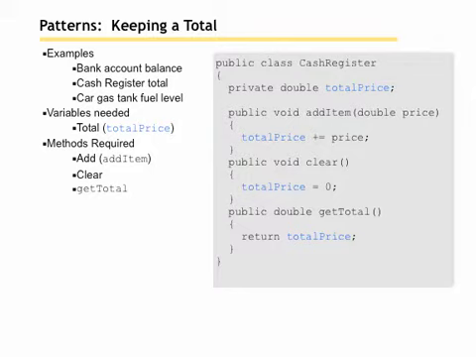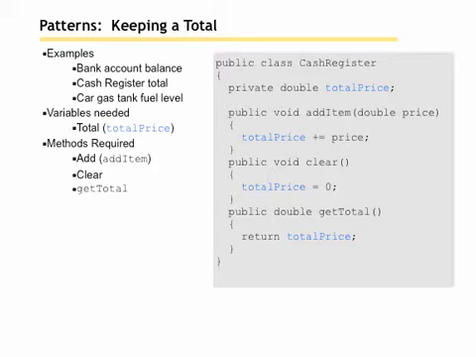Cash register wants us to accumulate a price. It wants us to figure out what is the total price. You've seen a couple of different implementations of cash register throughout this chapter, and this particular implementation does not keep a count of the items. It's just keeping a total price. So examples in keeping a total might be this example, the cash register. It might also be a bank account balance. It might also be the level of gas in a fuel tank.